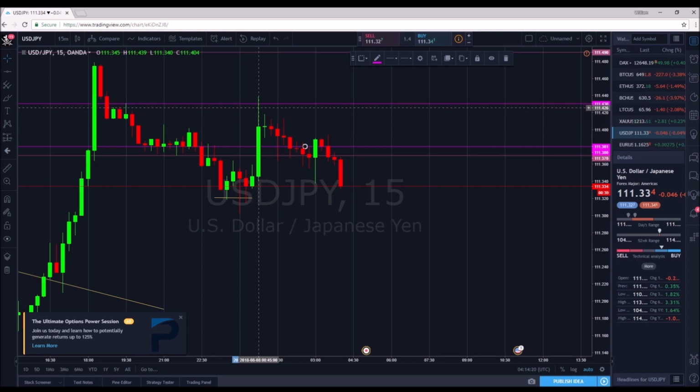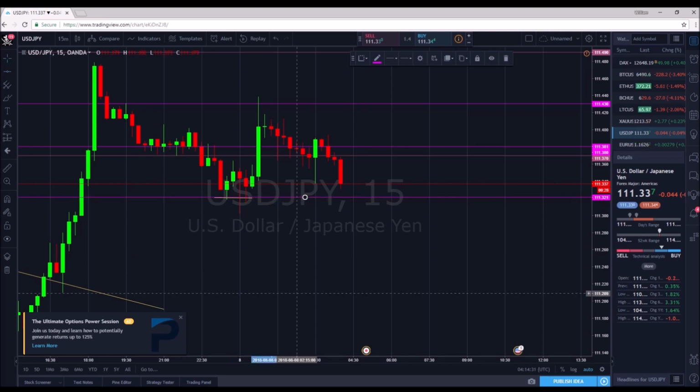I was looking for this 50% fill. We got some drawdown, and it wicked me out. But let's go ahead and look at this, because this is another question you guys asked: my risk to reward ratio.